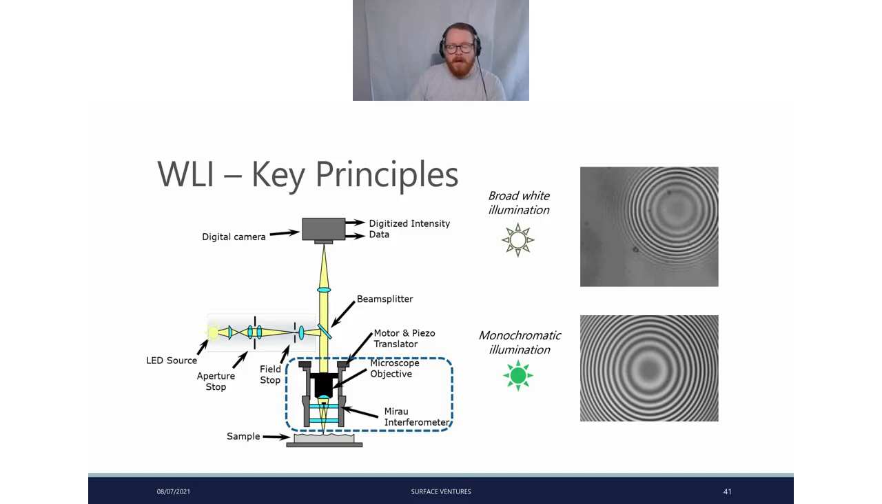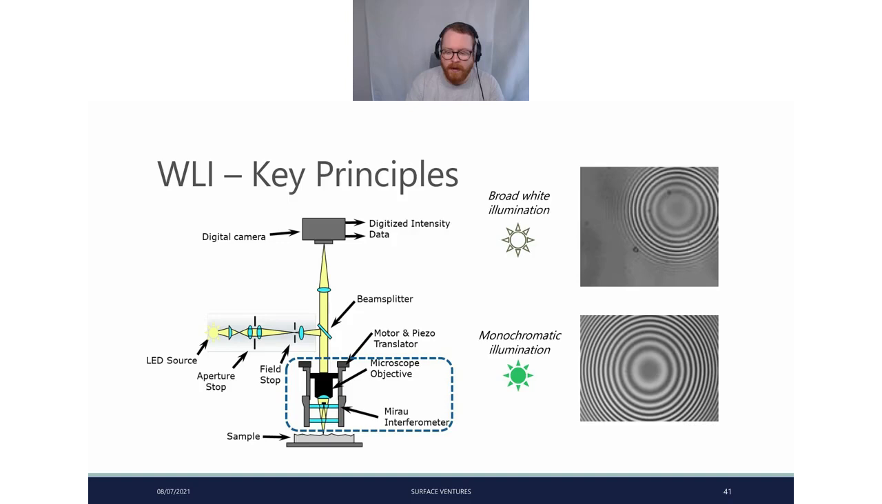Operation of the white light interferometer. We have an LED light source directed through a beam splitter, through a microscope objective, down onto a surface. Essentially, any deviations between these two beams produce constructive and destructive interference as the beams interact with the surface. We can think of this as deviations from a reference surface. We're able to map out the surface structure by the patterns of constructive and destructive interference, and this is reflected back up into a digital camera, and then we can extract the data from that.